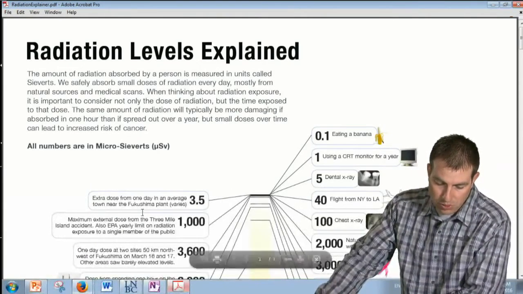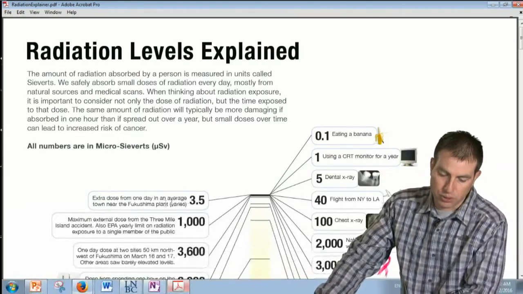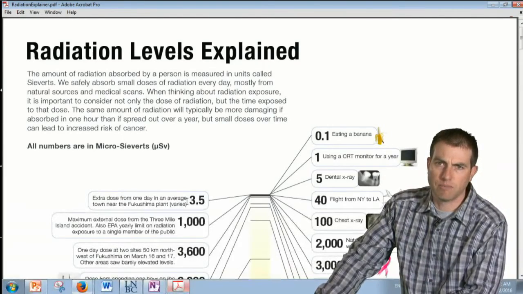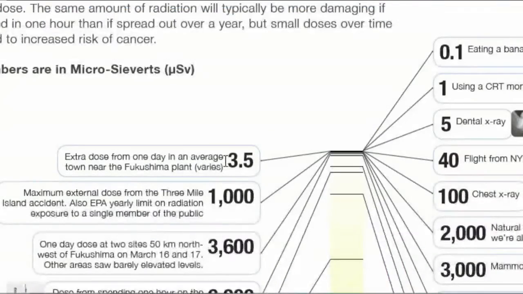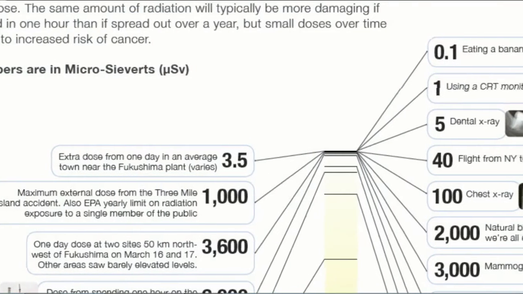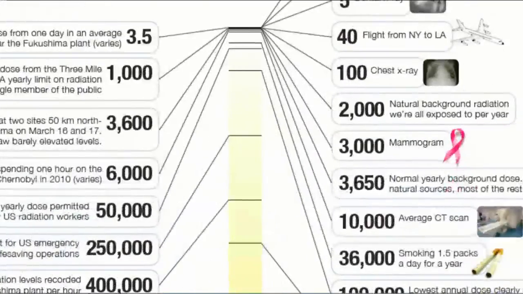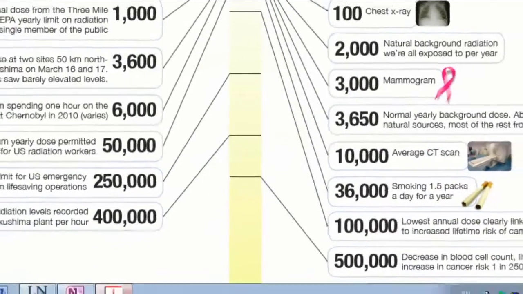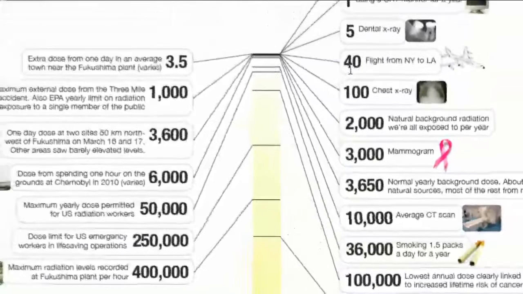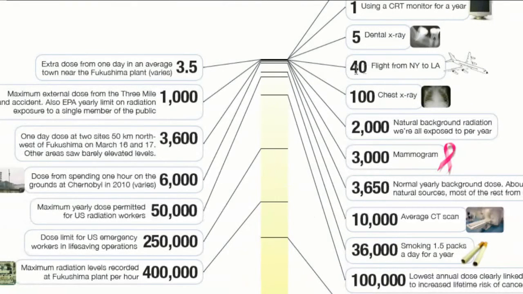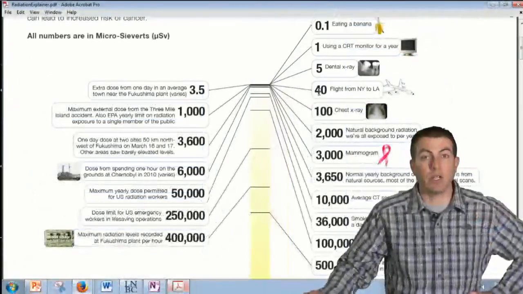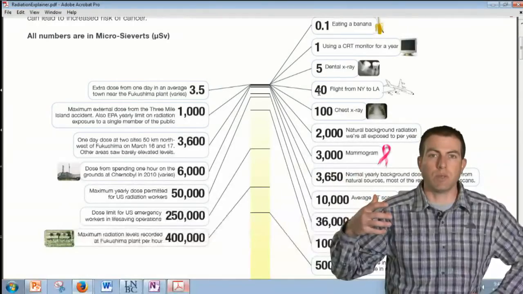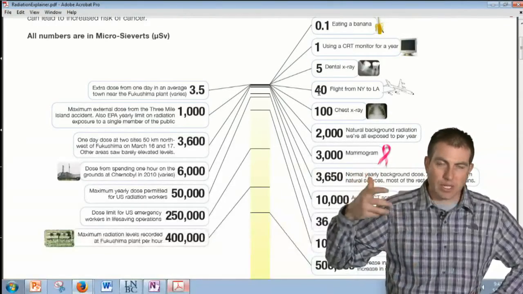And then the extra dose one day on average near Fukushima, where the reactor meltdown happened in Japan, is about 3.5. All right, so those are everyday sorts of exposures. If you flew from New York to LA, you'd receive about 40 microsieverts. As soon as you get a little bit higher up in a plane, going above the atmosphere, it absorbs less radiation from the sun, and you get exposed to more radiation.